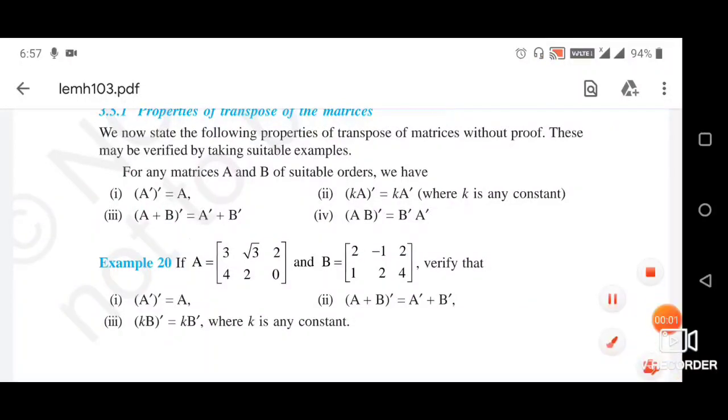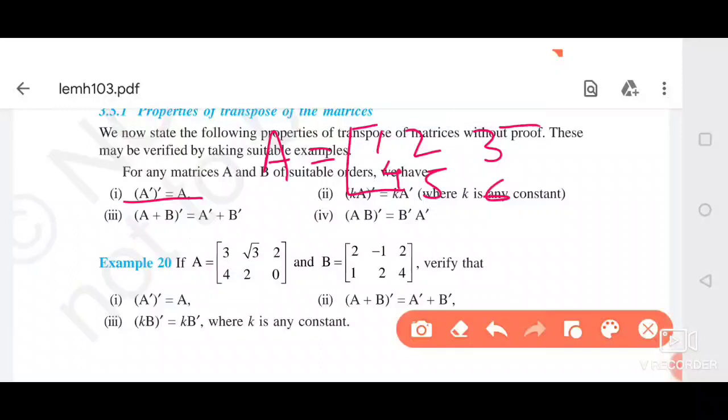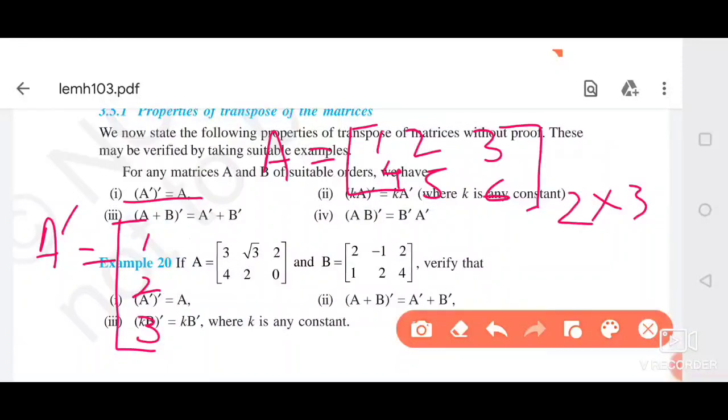So I am taking an example to check the first property. Let us take A is equal to 1, 2, 3, 4, 5, 6. So it is a 2 by 3 matrix. If we find A transpose, then it will be 1, 2, 3, 4, 5, 6. The first row will become the first column and the second row will become the second column.